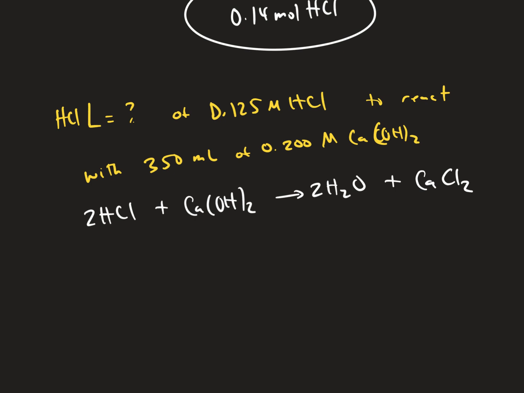Should we start with liters of HCl? Just to see what we actually need, maybe? Or we can start with this, right? 0.125, and we change molarity to moles of HCl per liter of solution. What do we need to be able to calculate volume of solution?